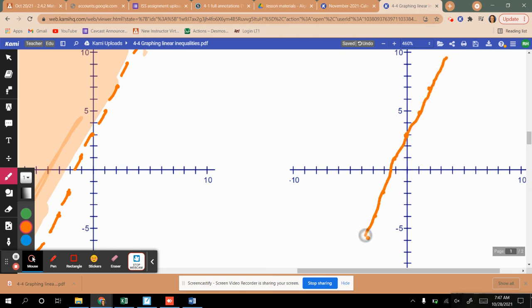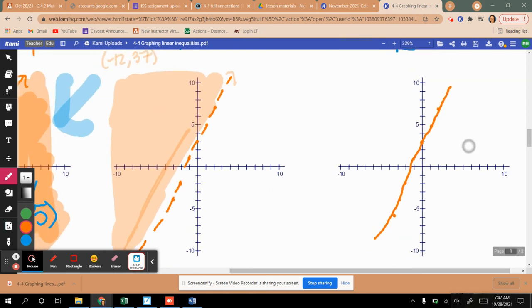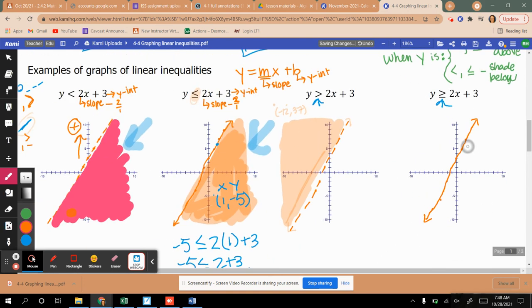All the way through these points. Remember, these lines still do go on forever because they are linear. All right, and then greater than or equal to, are we going to be shading above or below? We are going to be shading above because it is a greater than sign. So let's go ahead and change that, and let's shade above. So anything in this shaded region would be a solution.